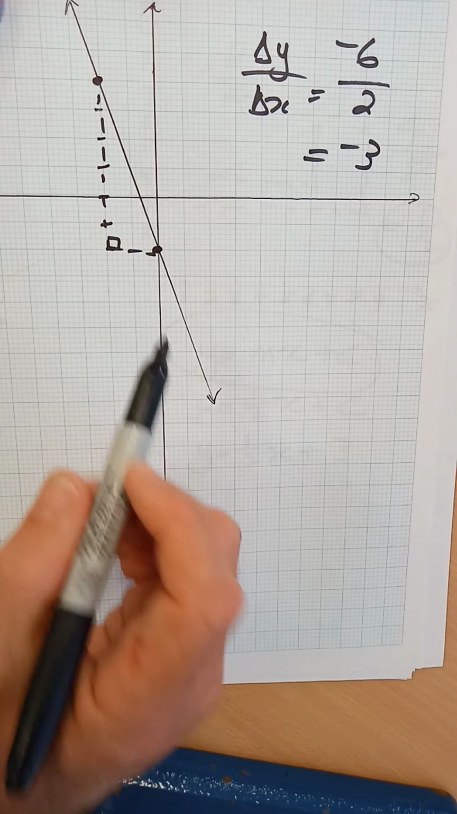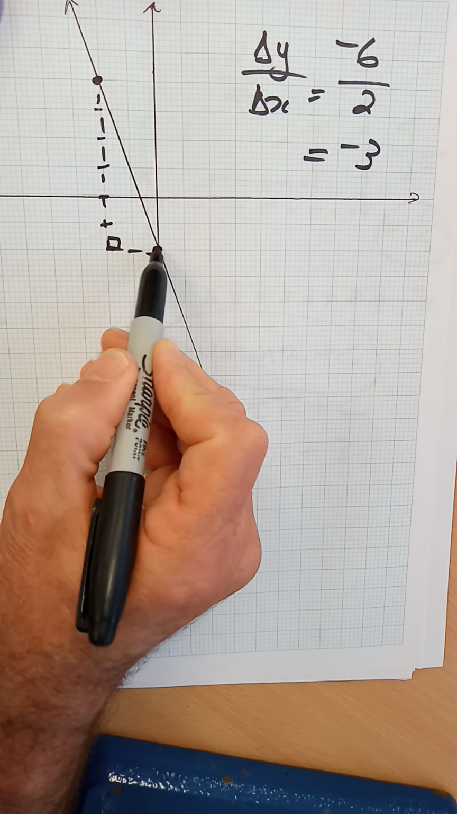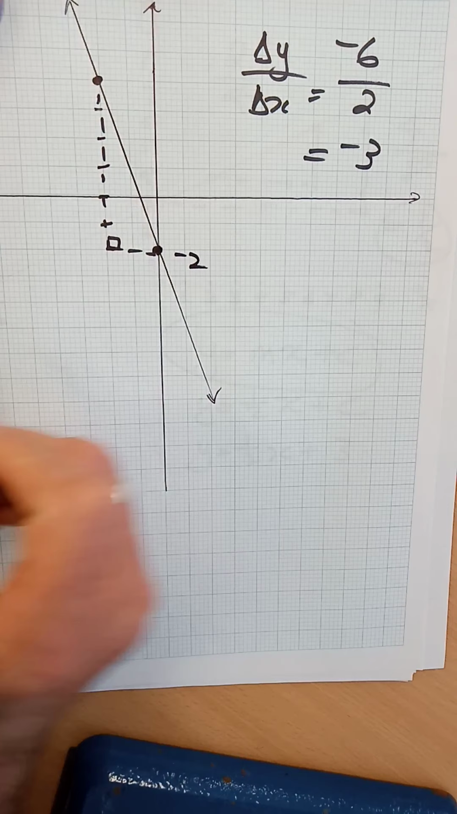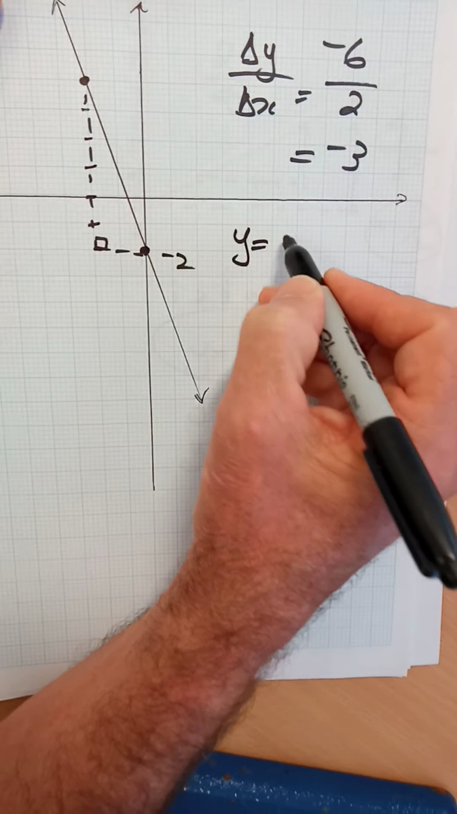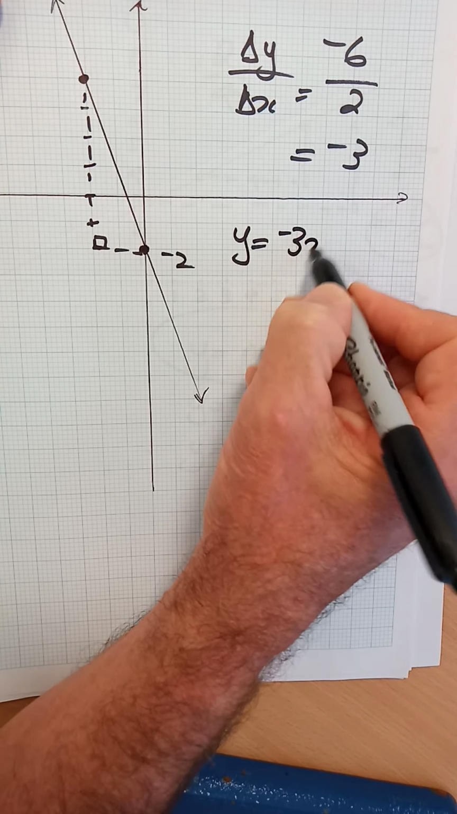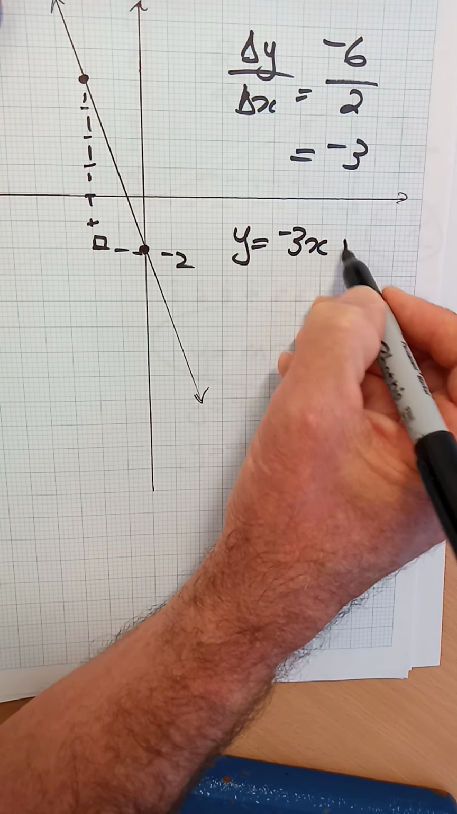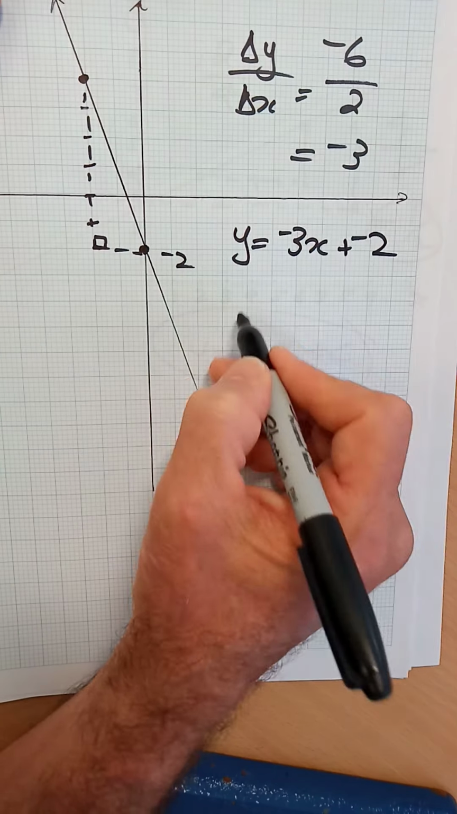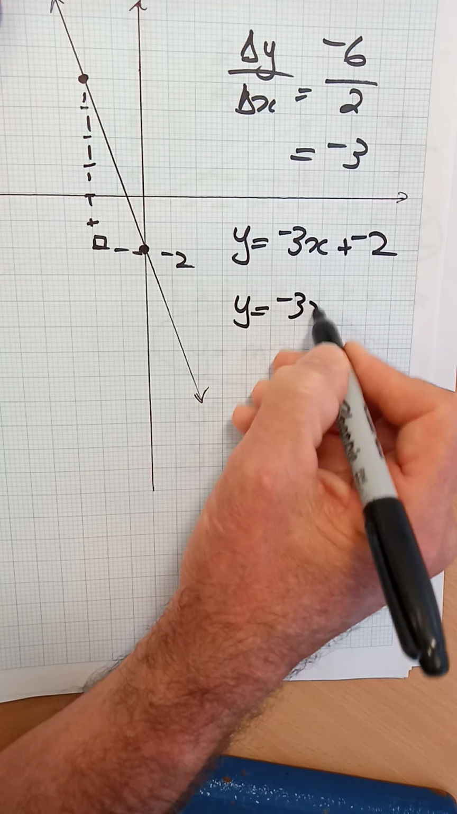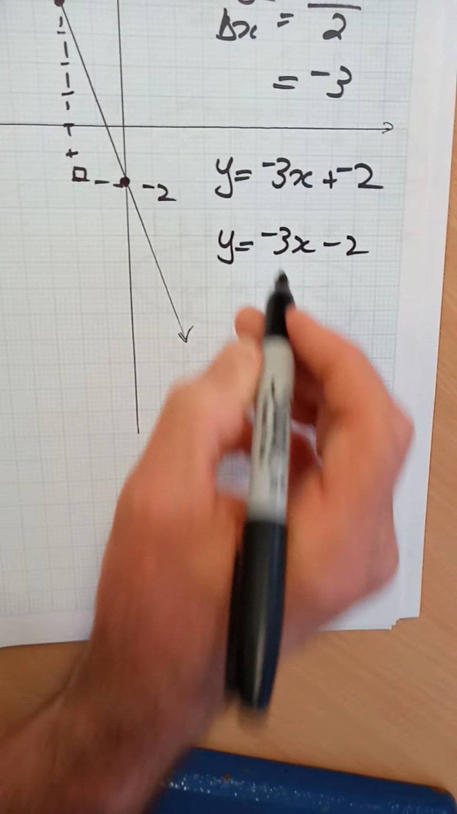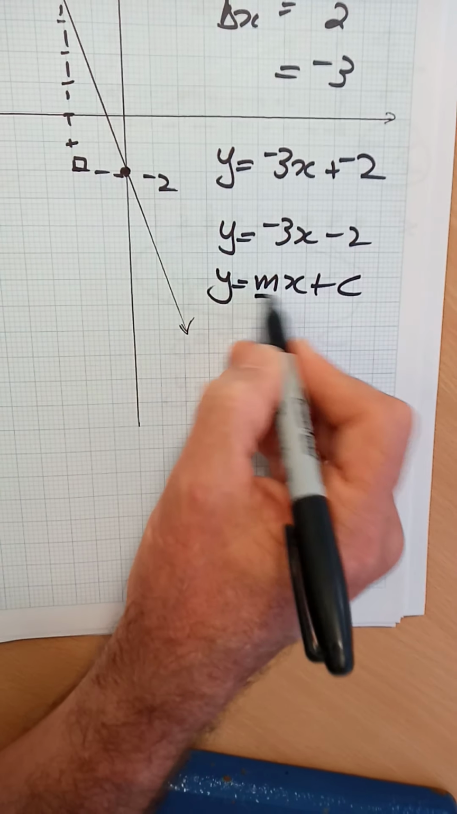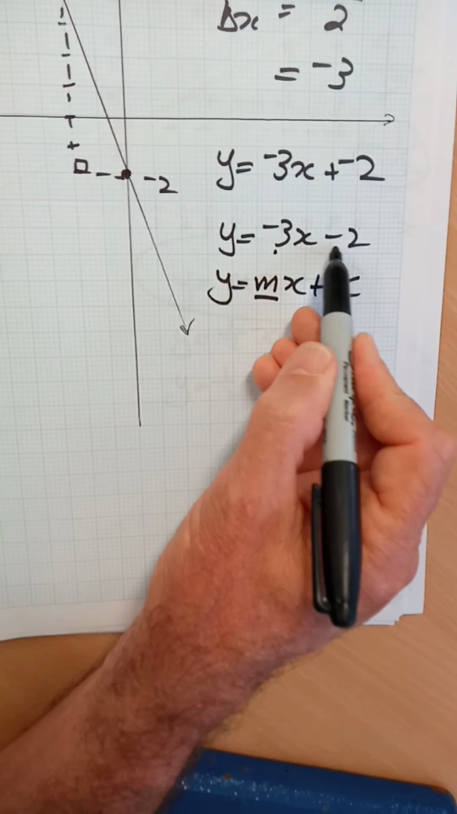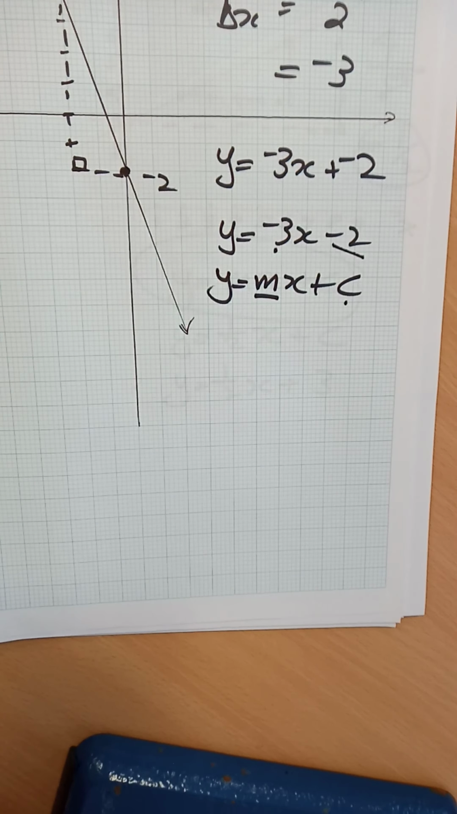Now I've got to find the y-intercept. The y-intercept here is there at the point -2. So if I had to write the equation for that graph, it would be y equals -3x plus -2, or y equals -3x minus 2. And that's in the form y equals mx plus c, where m is the gradient and -2 is the y-intercept.